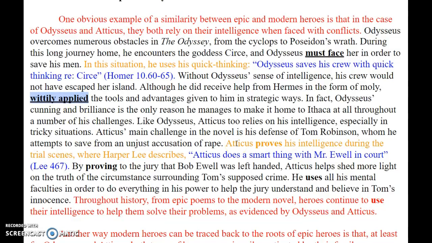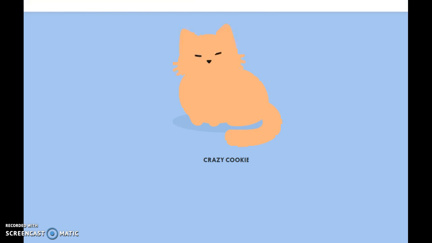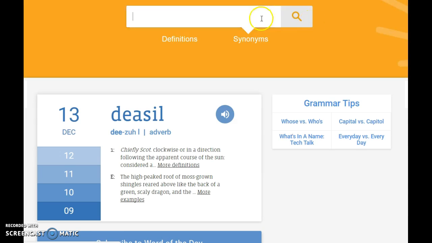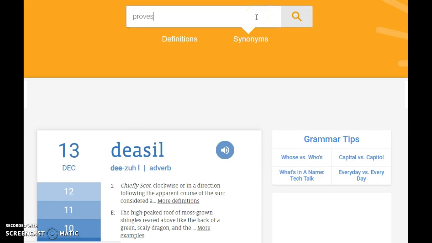Another thing you can look for, other than was or is verbs, is look to see if you repeat yourself. When I wrote this paragraph, I didn't even realize it, but I used the word proves twice in a row. I said Atticus proves, and then next sentence, by proving to the jury. So I'm going to want to change that. So again, one easy way you can do that is if you go to thesaurus.com and I look up proves.